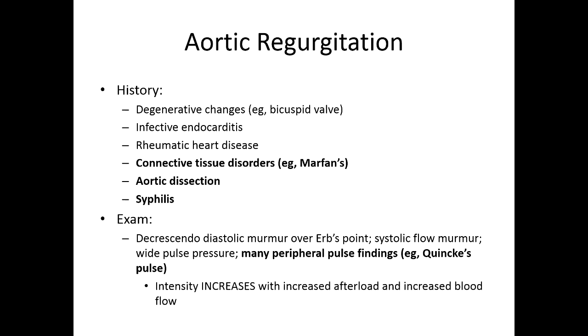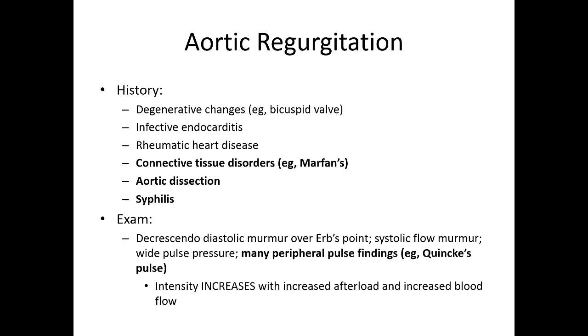Just like with MVP, patients with Marfan's can get aortic regurg because they get aortic root dilation from their connective tissue disease. Patients who have had aortic dissection can have concomitant aortic regurg. And then patients with syphilis get aortitis and can get dilation of that root that will cause aortic regurg. So if you see any of that in the question stem, you should think about aortic regurg.